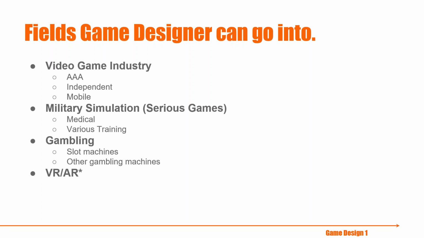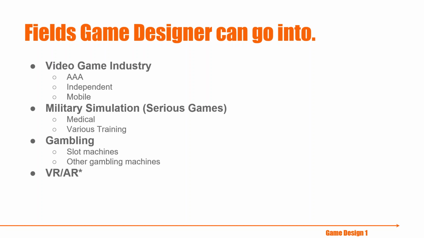So what are the major fields that a game designer can go into? Well, there's really three major fields, and you'll notice that there are four things listed on the slide. And that's because the last one, which is VR, AR, is an emerging technology. It's still in its fledgling state. People are still messing around with it, and it hasn't really solidified as to what it's going to be and where it's going to land.